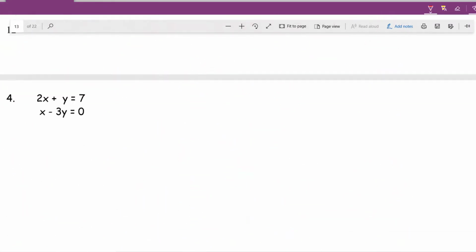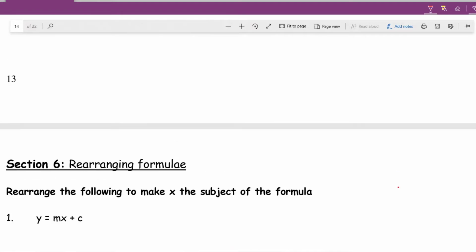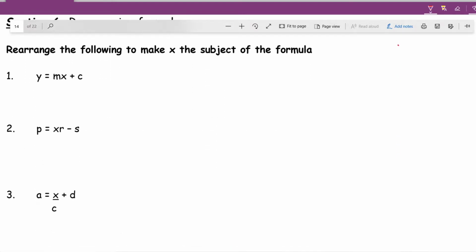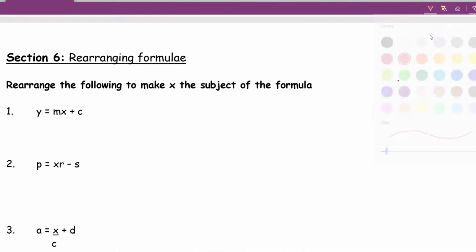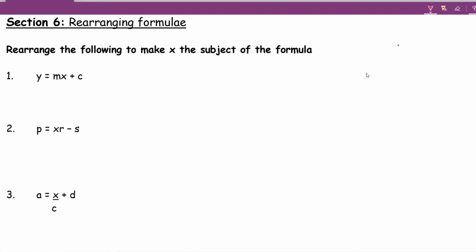Okay, we're going to look at section 6 today, which is rearranging a formula or formulae. So making x the subject, as you know, in GCSE. Starting with something simple and then moving on to pretty tricky ones. Again, you need the skill at A-level to rearrange equations and formulas to solve further equations.